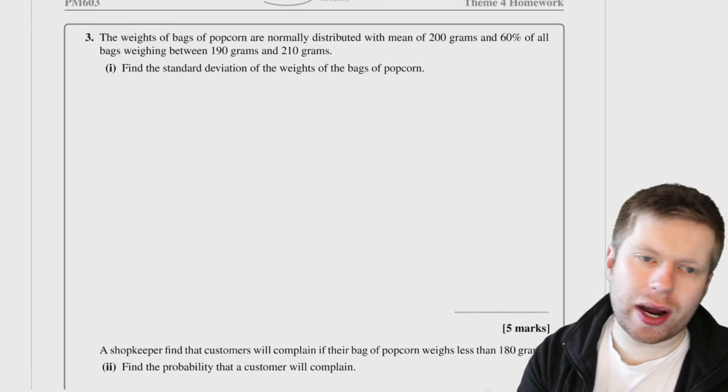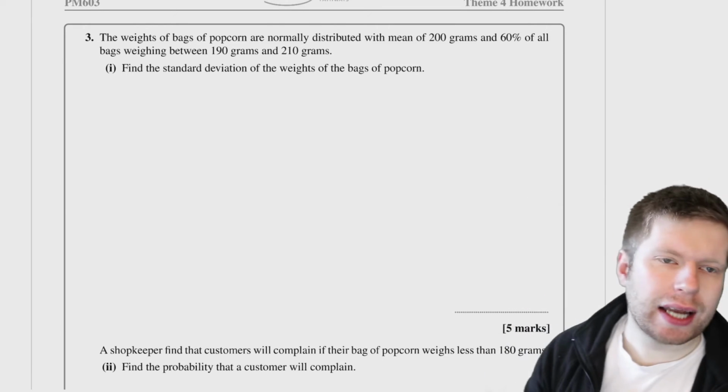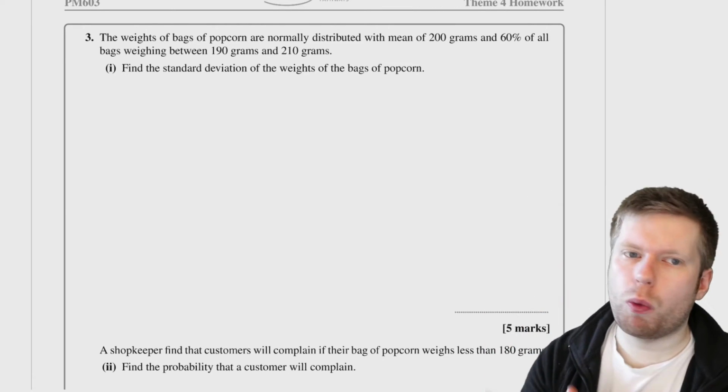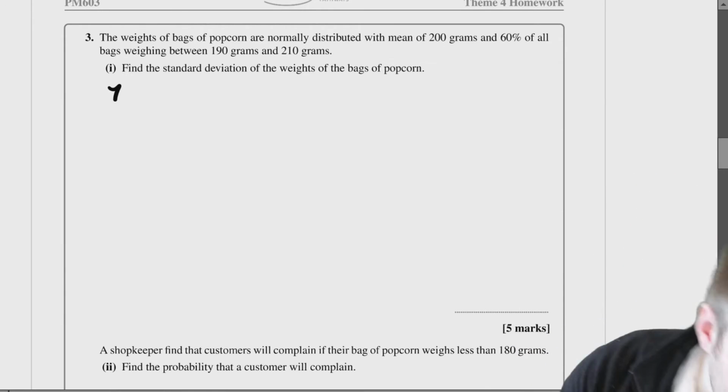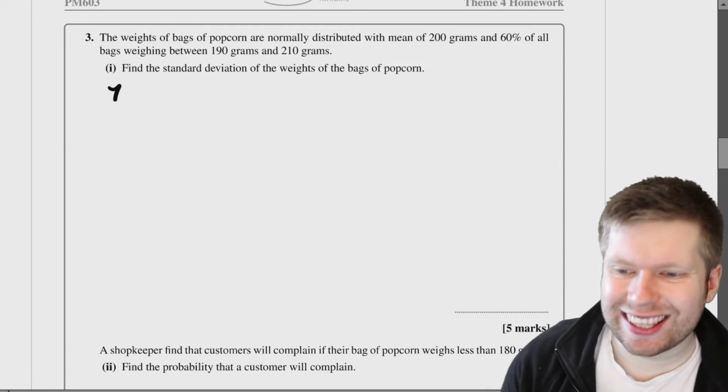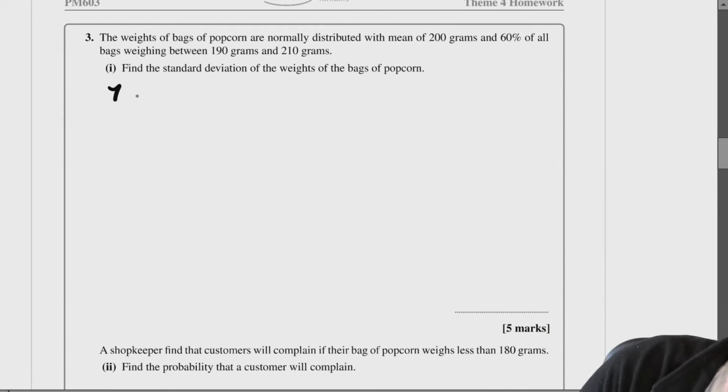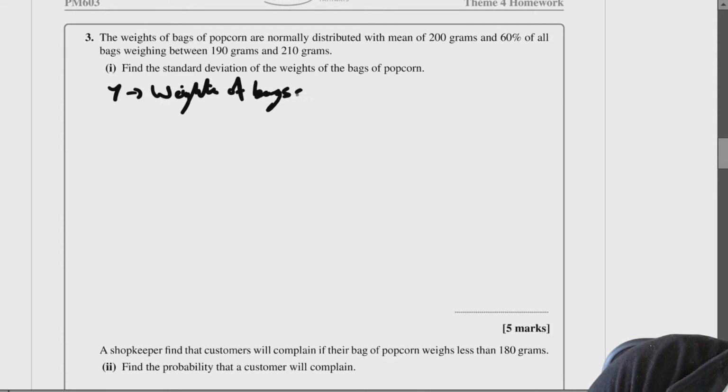First of all, instead of writing down weights of bags of popcorn, I need to give that a letter, because I don't want to write down weights of bags of popcorn every single time. So I'm going to give it the letter Y. Just because I always tend to use X, I'm going to write Y instead. So Y is represented by the weights of bags of popcorn.